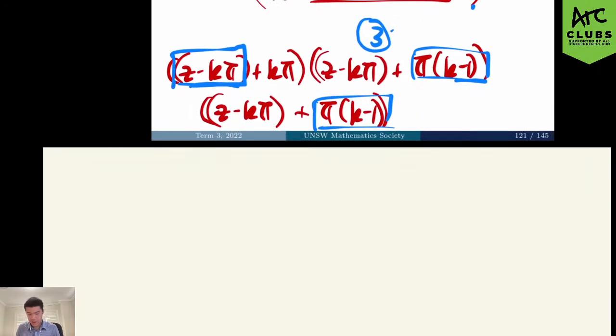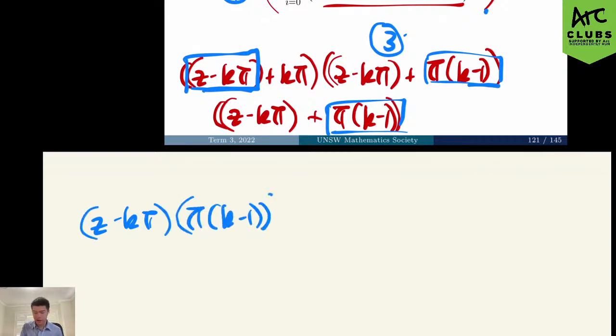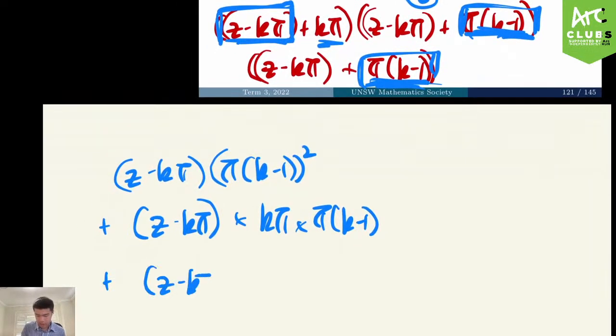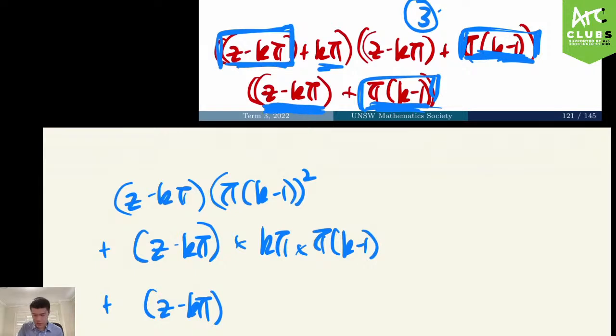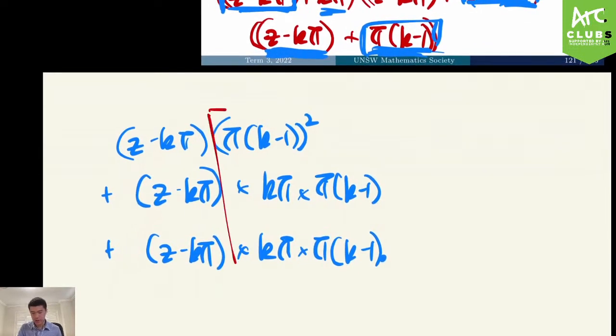If you just expand the terms that we want, we'll get (z - kπ) times (πk - 1) squared. That's the one I've picked over here, where you pick the first (z - kπ), then take the constants in the other ones. Then you take the next one, (z - kπ), times kπ over here, and then π times (k - 1) over there. Then you take the last one, selecting the (z - kπ) over here, and do the same thing over here. And so you'll find that the coefficient is equal to this sum.